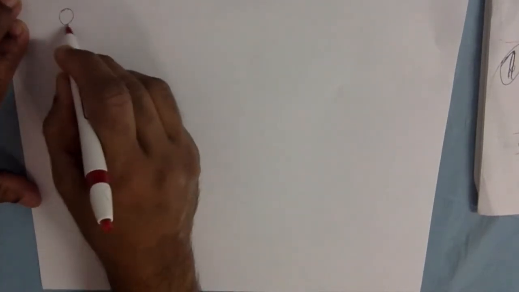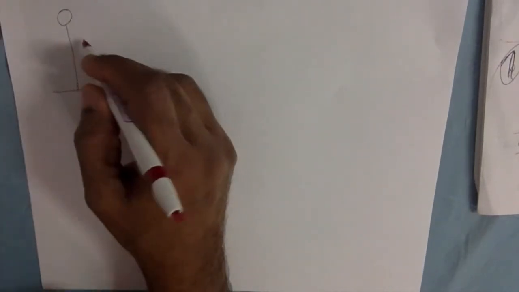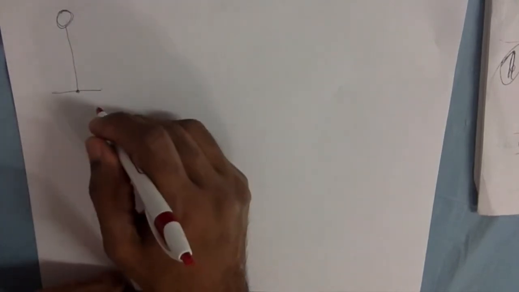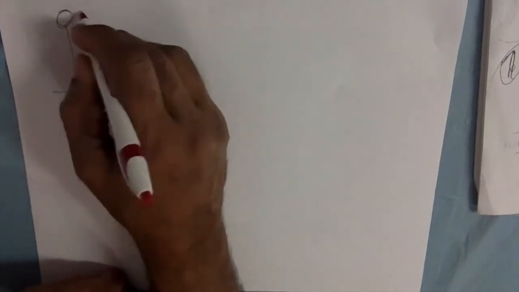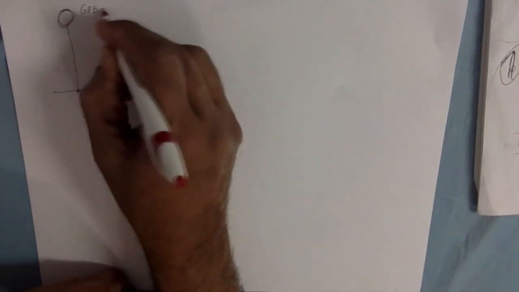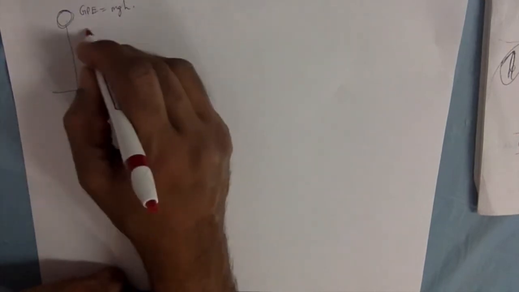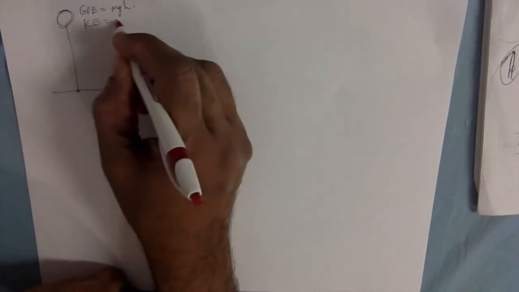Sample questions. If a ball is dropped from that level to here, how fast should this be moving at the bottom here? We can do that by just using GPE equals mgh at that point, and kinetic energy here is 0 because I just dropped the ball.